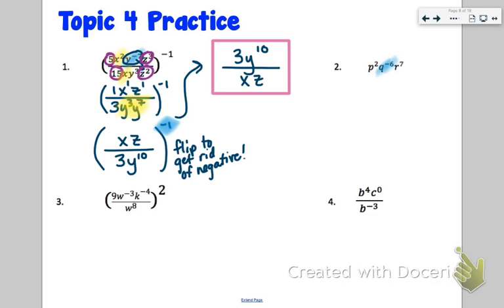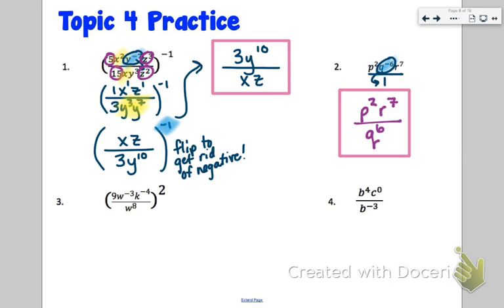Number 2, we've got one negative exponent, q to the negative 6. Now it's not a fraction, but we're going to make it one by putting it over 1. Only the q to the negative 6 is moving. It's negative in the numerator, so it's going to become positive q to the 6 in the denominator. Now nothing else moves because they were positive exponents and there's no division rules to do since we have all different variables.